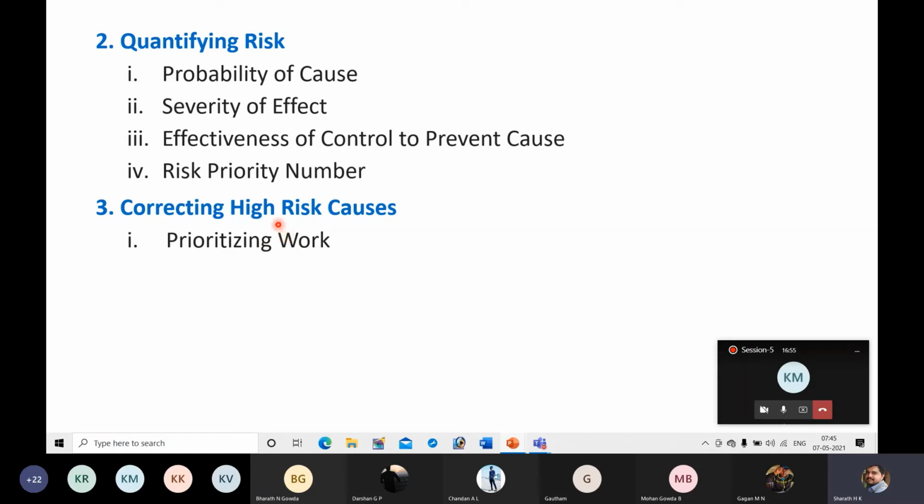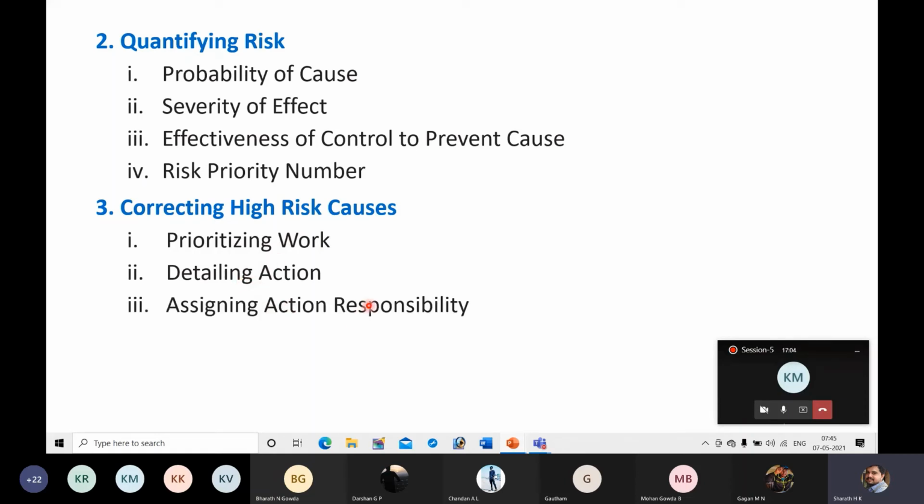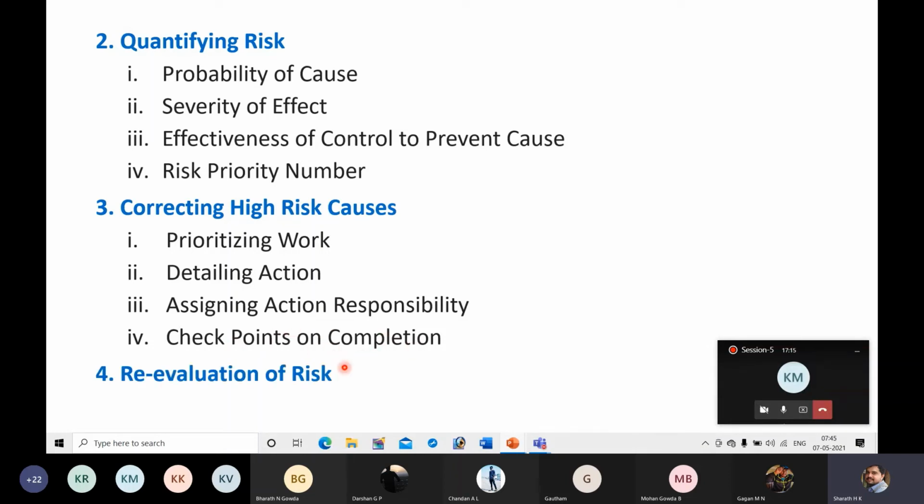Next, correcting high risk causes, prioritizing work. So you have to focus on which cause. Next, detailing action, so how you can avoid that cause. Next, assigning action responsibility. You have to implement your plan or action. Next, check points on completion, that is implementation of this action. The last stage is re-evaluation of risk, recalculation of the risk priority number. So this is how you can implement FMEA.